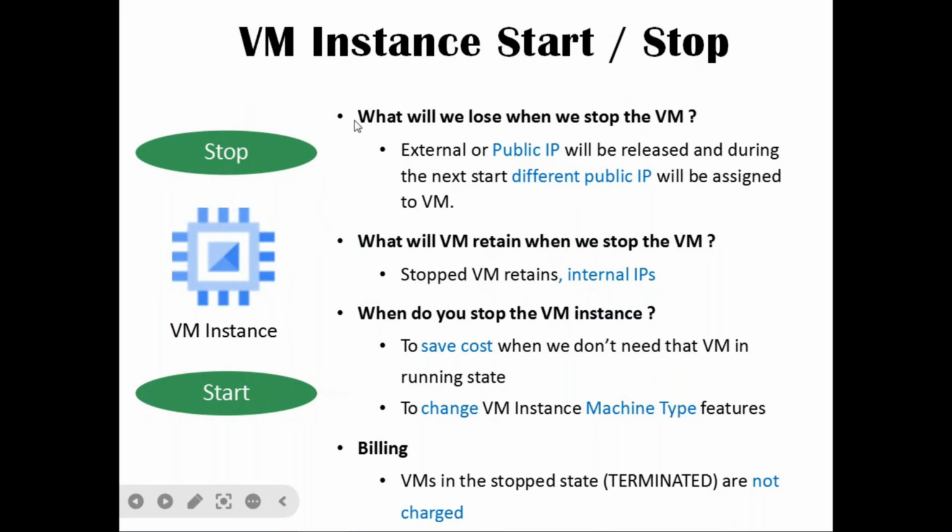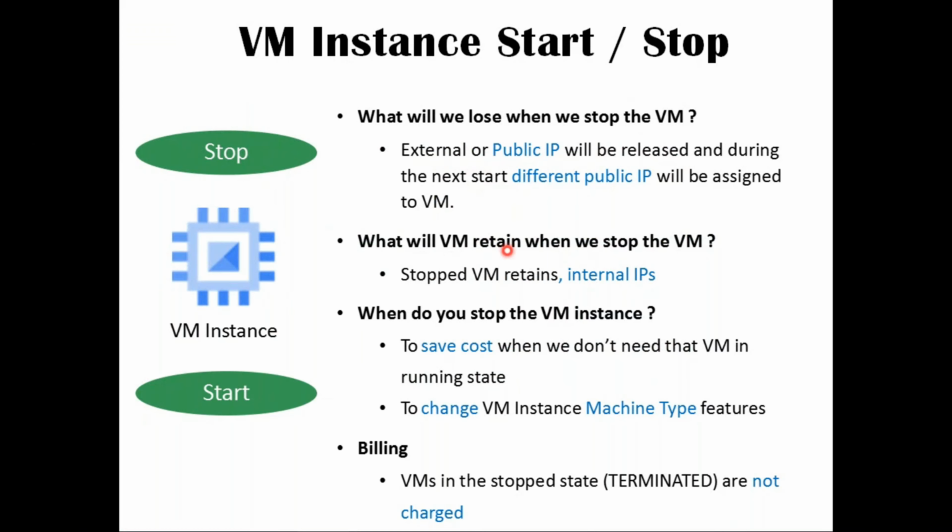Okay. Now let me show you about the stop. What will we lose when we stop our virtual machine? If we stop our virtual machine, what happens? Okay, let me show it here. External or public IP, as I told earlier, will be released, and during the next start, a different public IP will be assigned to the VM. Whenever we stop a particular VM, the external IP will be removed, and whenever we start it again, a new external public IP will be generated.